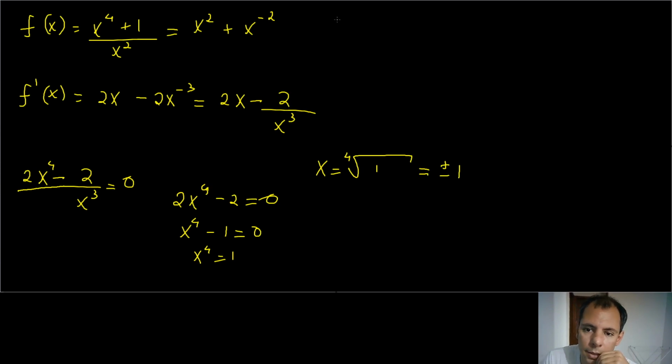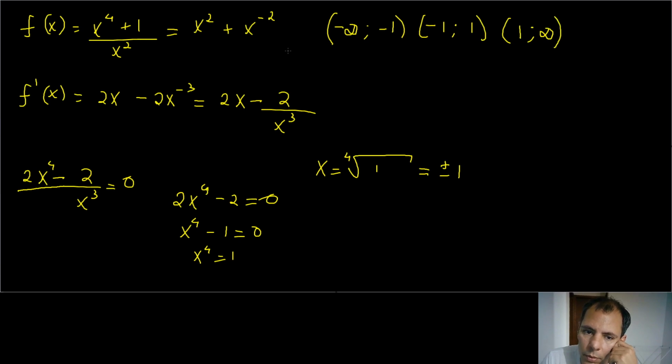So you have the domains in here. The domains are going to be negative infinity all the way to minus 1, and from minus 1 all the way to 1, if I'm not making a mistake. Yeah, 0 this time is not a critical point. And from 1 all the way to infinity.